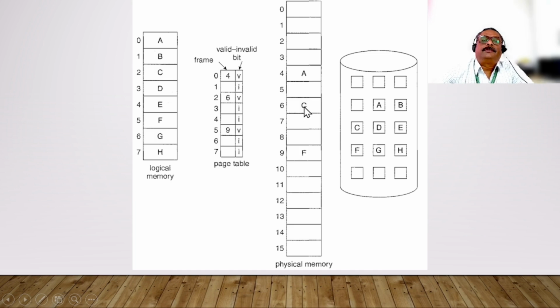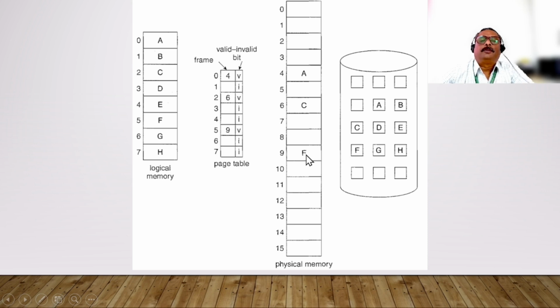If only these three are the page frames allocated for this particular process, then to get page B, either A or C or F have to be moved out. And if these are being modified, then the latest copy of that has to be saved onto the backend. Otherwise, if they are non-modifiable, then we don't have any problem.